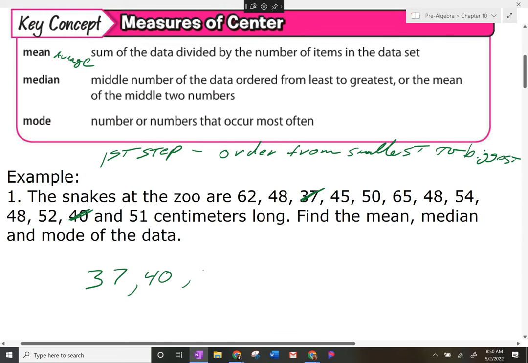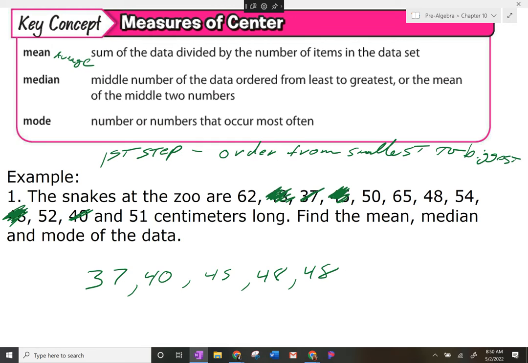45. Okay. Got a 45. And then 48. And then another 48. And again, that's why I'm crossing these ones out as I go. Because, yeah, I did 48, but I wanted to make sure I crossed off that one specific 48 so that way I can write it down again. So I got 48, and then another 48.